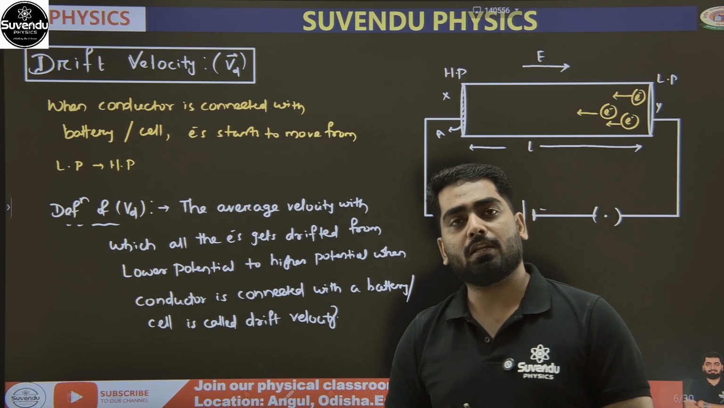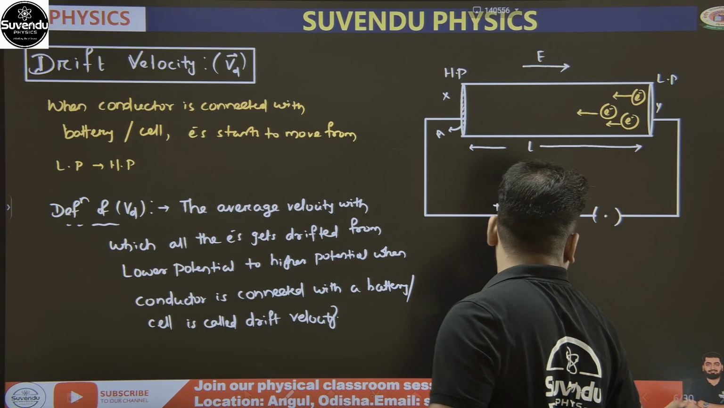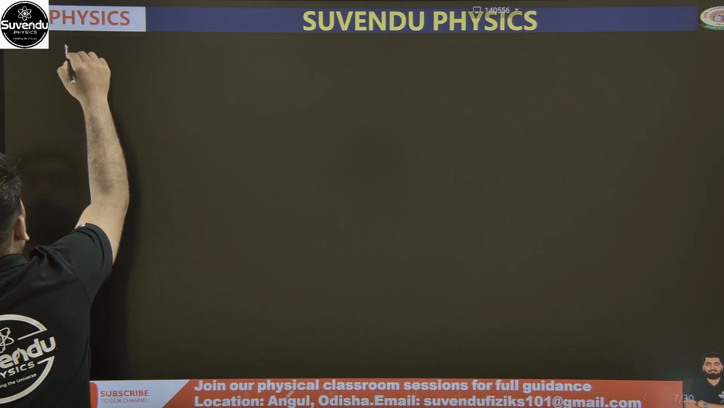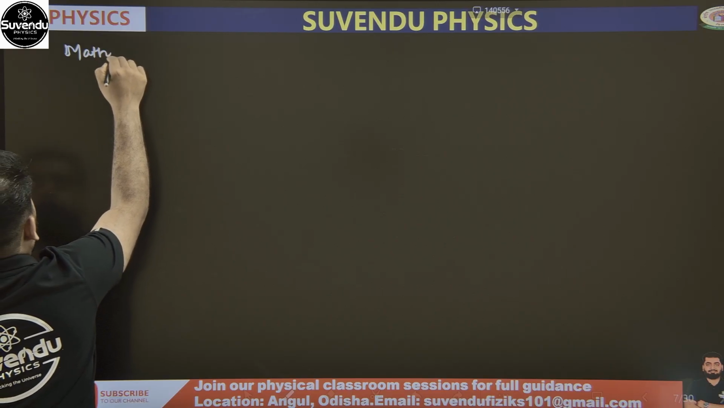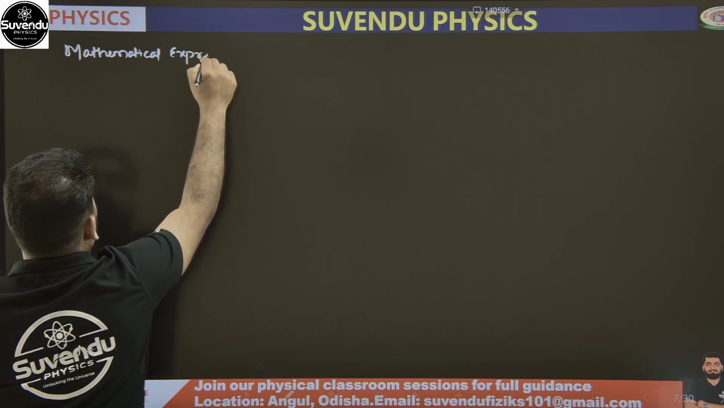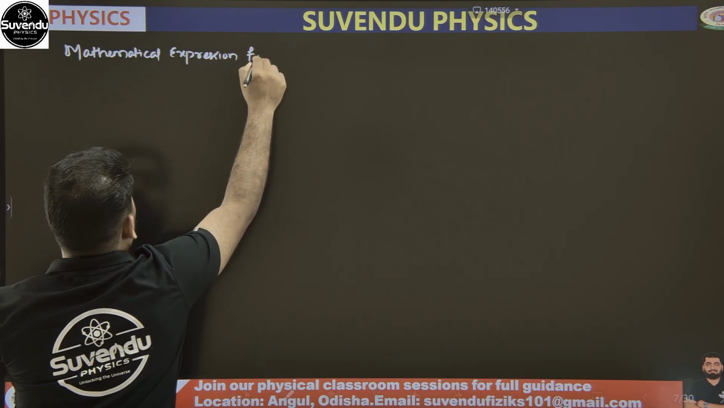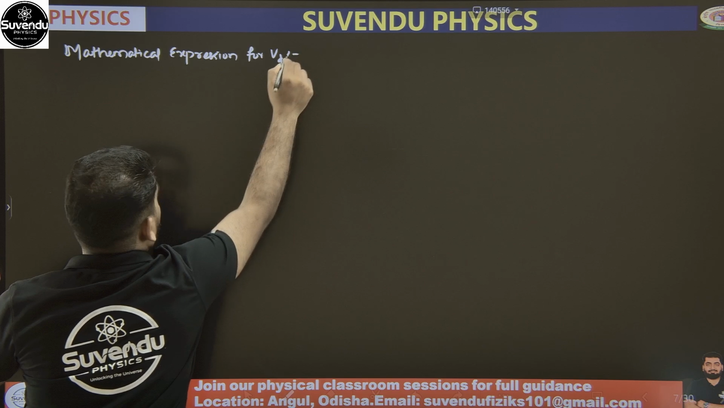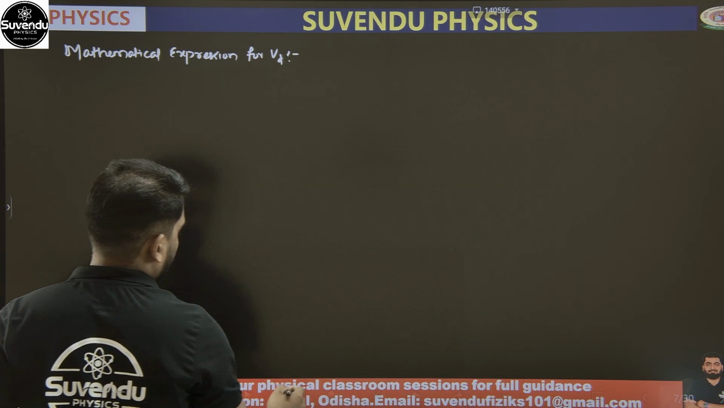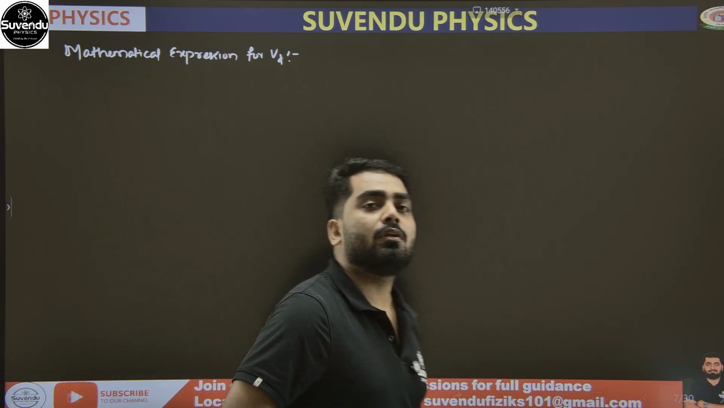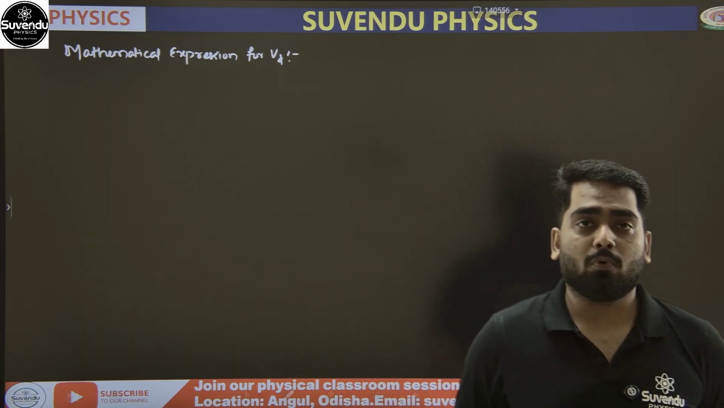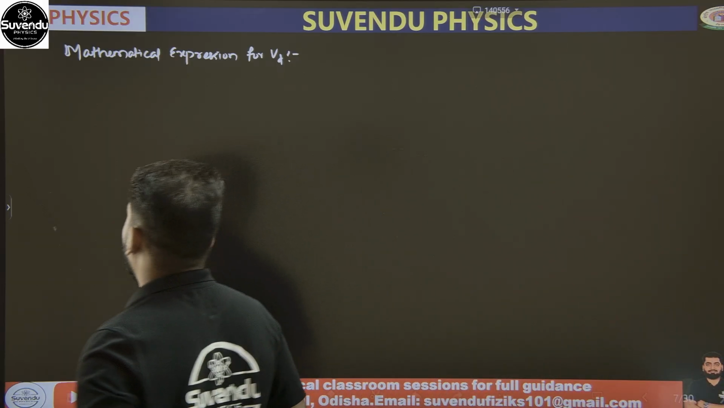Now we will find the mathematical expression for drift velocity. Is that clear to all of you? Now see, mathematical expression for VD, or drift velocity. Due to the constant potential difference between the x end and y end, and due to the presence of an electric field, what will be the value of the force experienced by the electron?